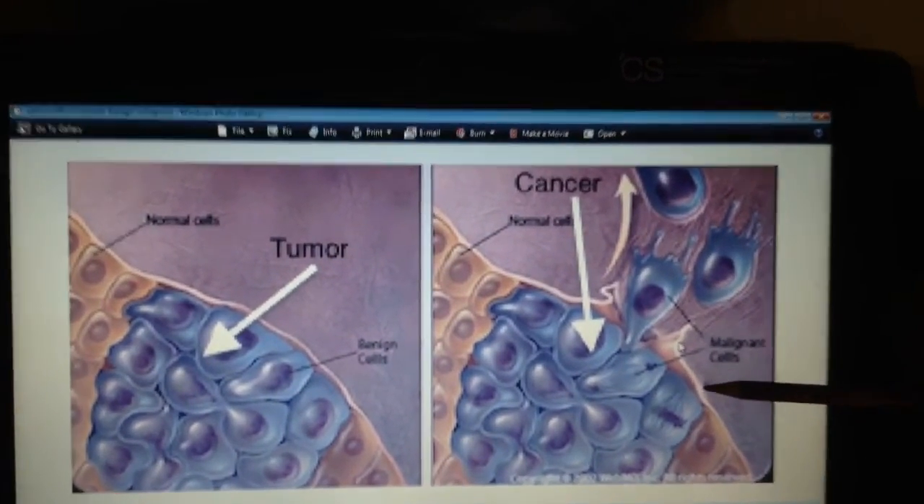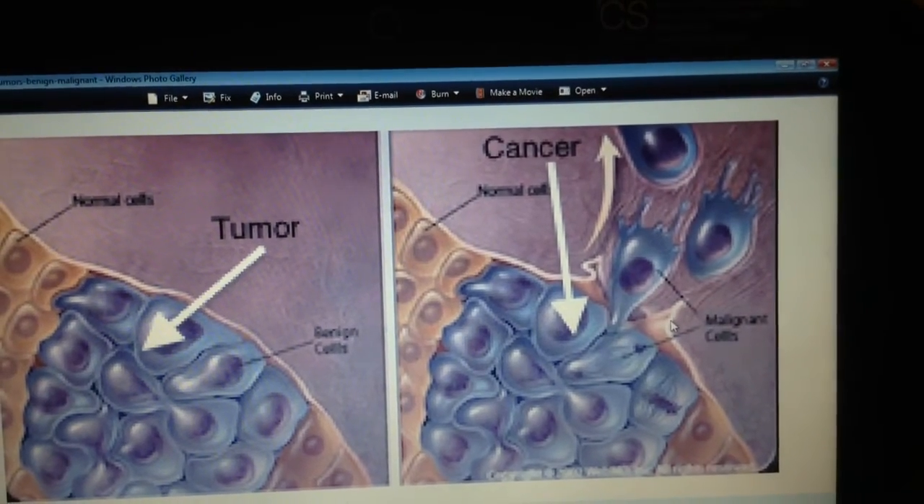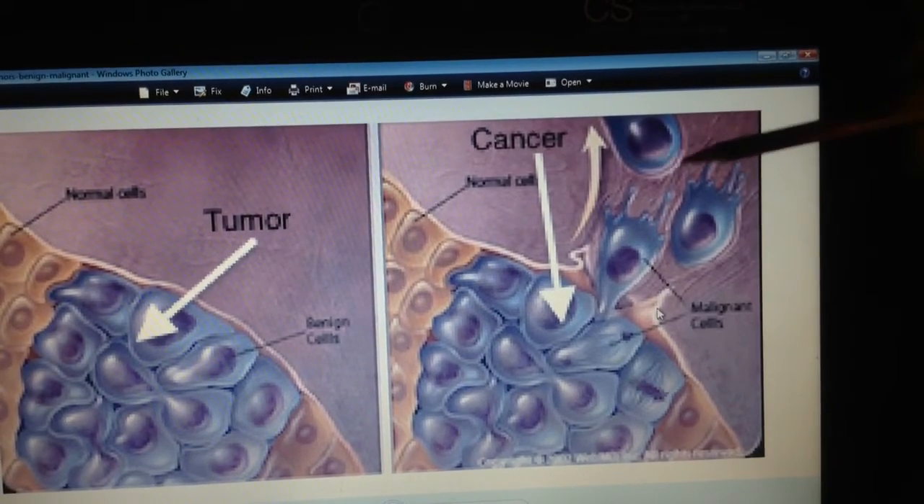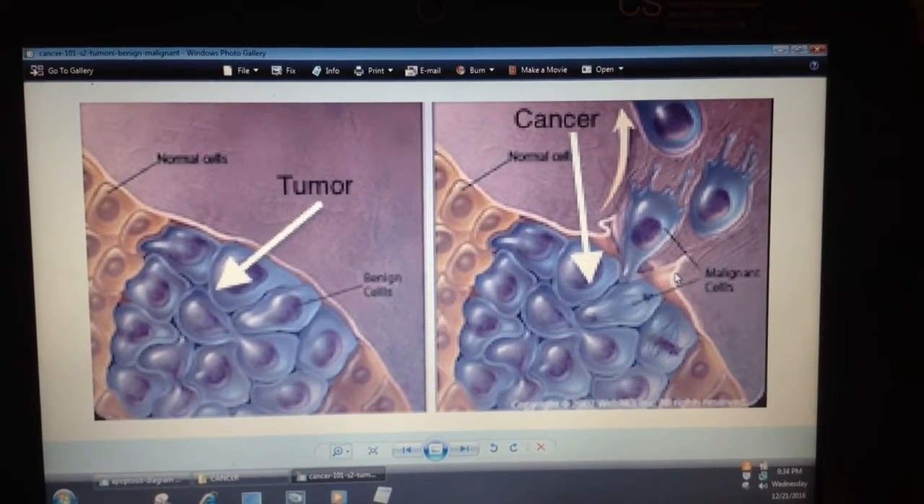Okay, let's move on to the malignant tumor. Now you can tell this is a malignant tumor because it can invade other parts of the body by getting into the bloodstream. And this is cancer, it's the major difference. Now you have to remember each tumor is different. That's why it's so hard for scientists to find a cure for cancer, because if they try to kill that cancer cell with that medicine, it doesn't work because every single cancer cell, every single tumor has a different way to be killed.